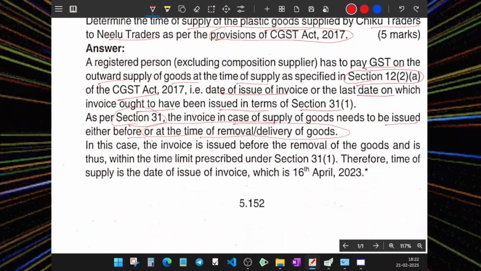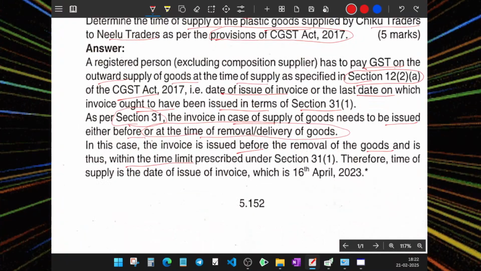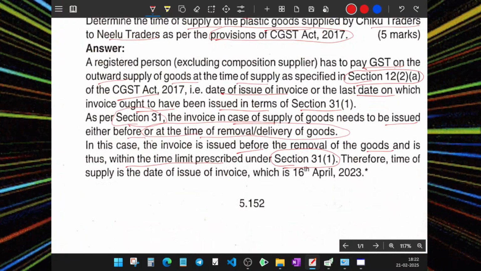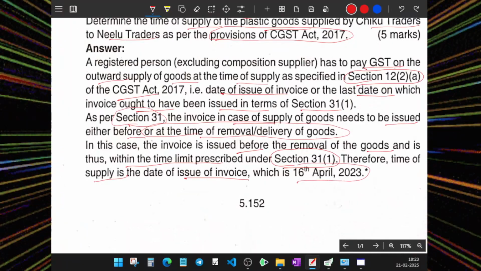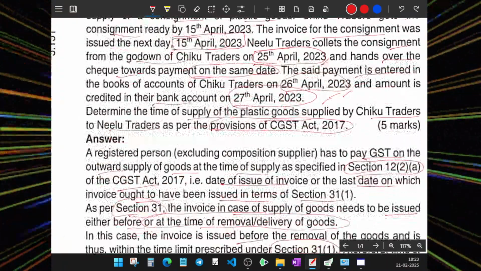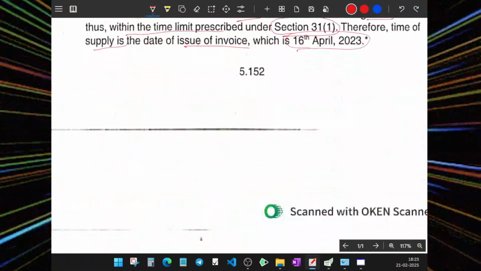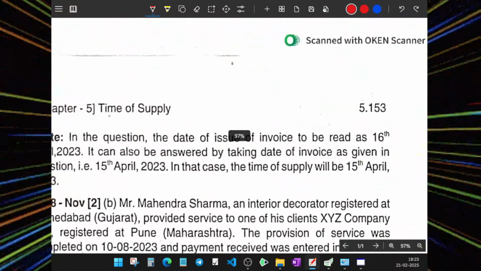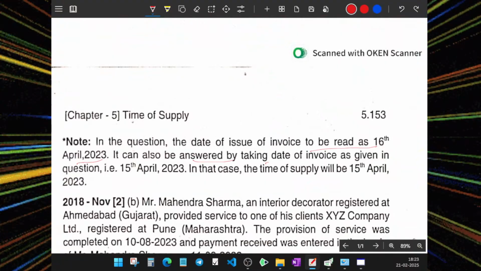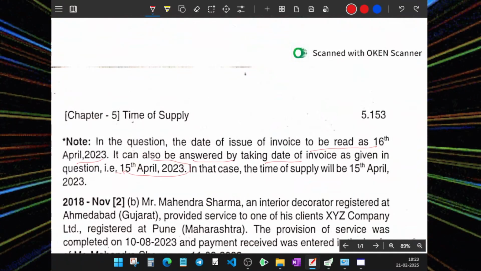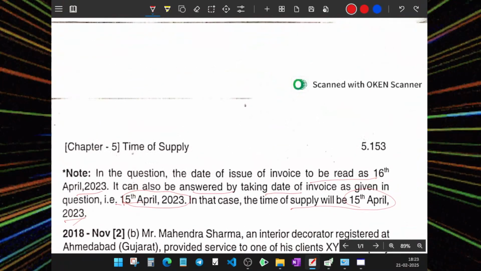In this case, the invoice is issued before the removal of goods, within the time limit prescribed as per Section 31(1). Therefore, the time of supply is the date of issue of invoice. In this question, the date of issue of invoice can be read as 16th April, but it can also be answered by taking the date of invoice given in the question, 15th April. In this case the time of supply will be 15th April.